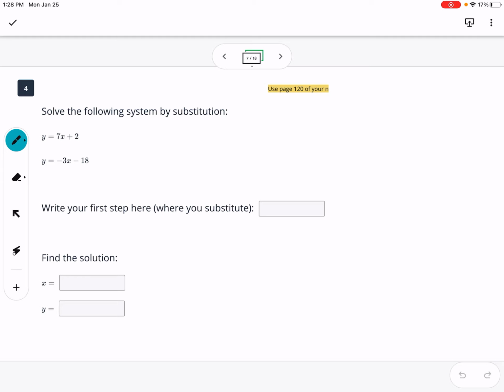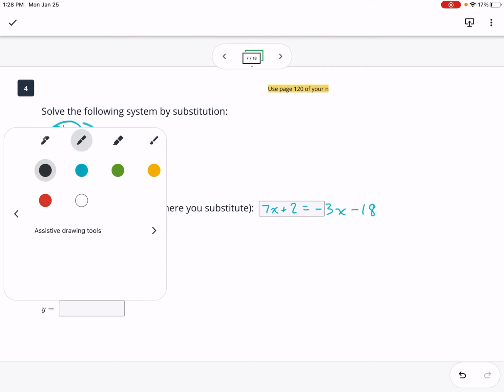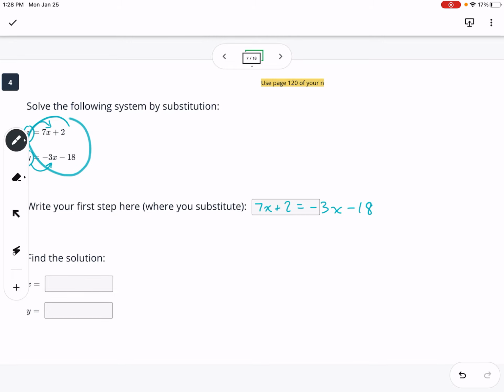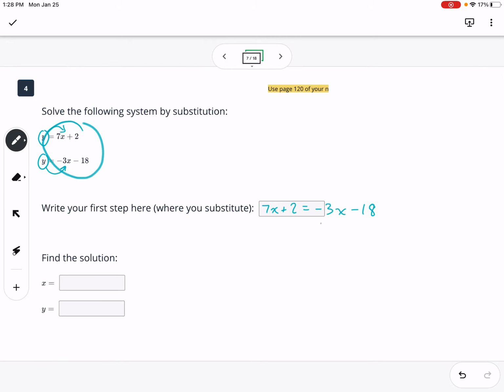And here's the last question in the pre-quiz. If this y is equal to this, and this y is equal to this, that means these two must equal each other, so I would write 7x plus 2 equals negative 3x minus 18. Now I'm ready to solve. I have x's on both sides of this equation. I can't have that. I've got to have x's all on one side. What I like to do is if I have a negative, I like to get rid of it.